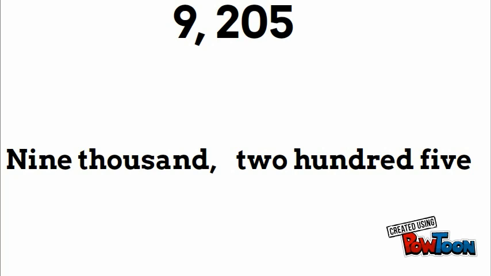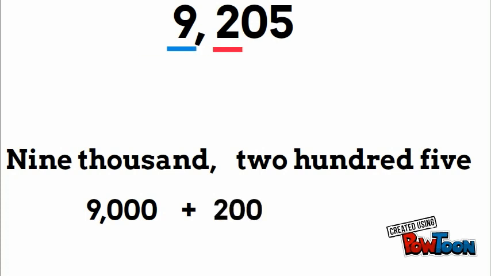Alright, now we're going to look at expanded form, which is when you look at each place value and write out its value. So we have a 9,000 plus, we have a 2 in the hundreds place, so plus 200. 0 tens, so we don't need to worry about that, plus 5 ones. So 9,000 plus 200 plus 5.